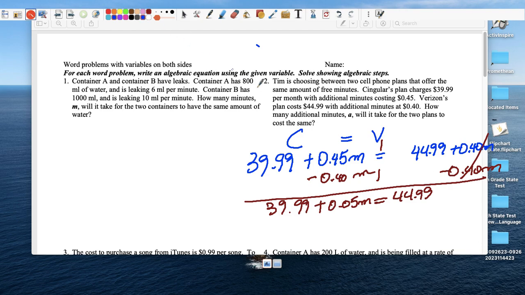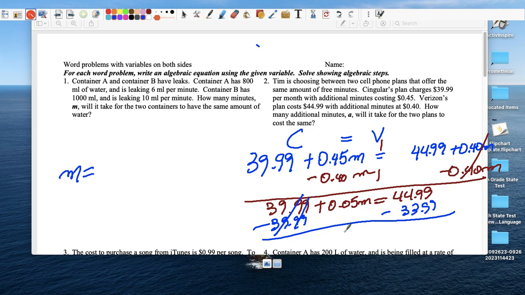Now, again, we want that to look like this, so I've got to get rid of the 39.99. So I'm going to subtract 39.99 from both sides, and that becomes 0. I'm left with 0.05m, and this is going to be 11. We don't need to put the 0, but I just wrote it for now. So now let me bring that up.